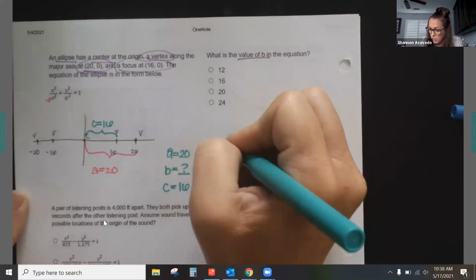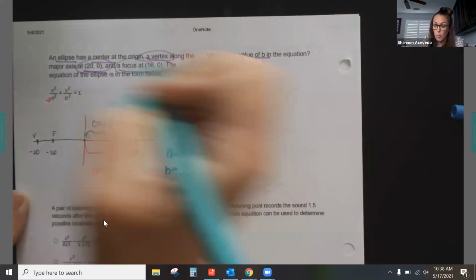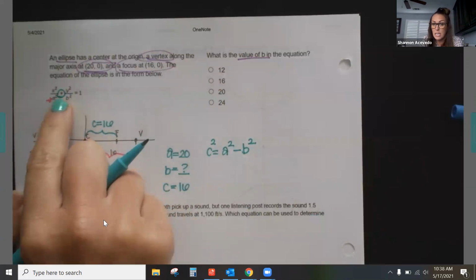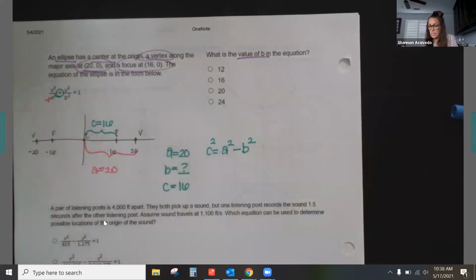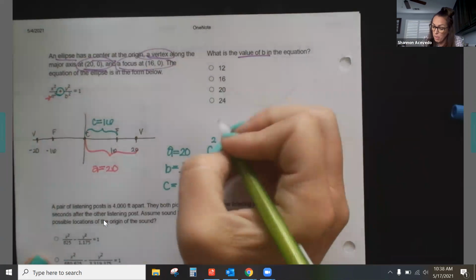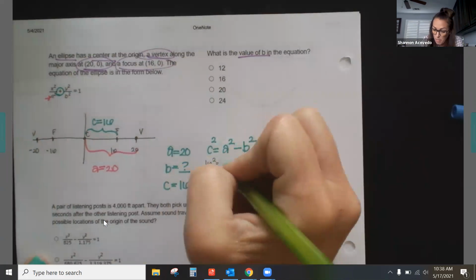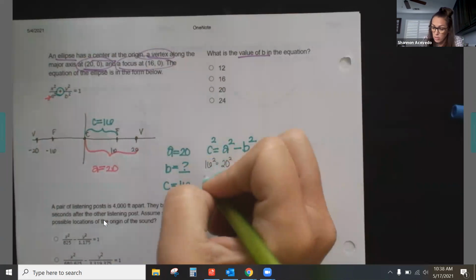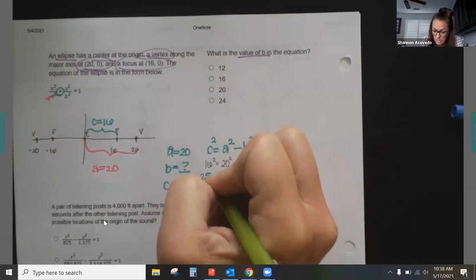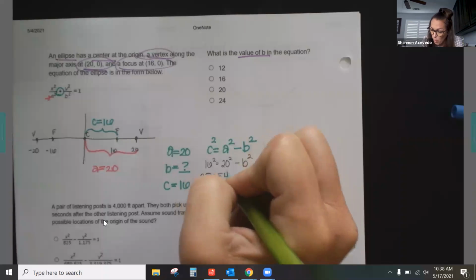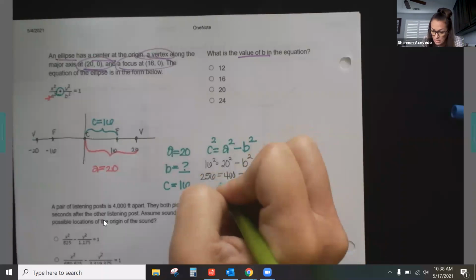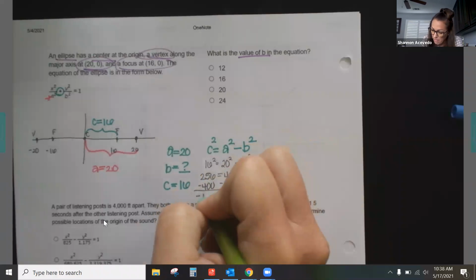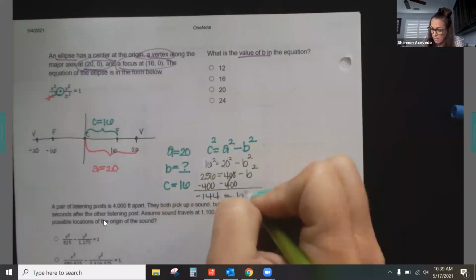And that's important because I know C squared is equal to A squared minus B squared. Remember, when it's a plus here, it's a minus here. So when we're talking about a hyperbola and it's a minus here, then we use a plus here. It's always the opposite. So let's plug in the values. 16 squared equals 20 squared minus B squared. So 16 squared is 256, which is equal to 400 minus B squared. If I subtract 400 from both sides, I get negative 144 is going to equal negative B squared.